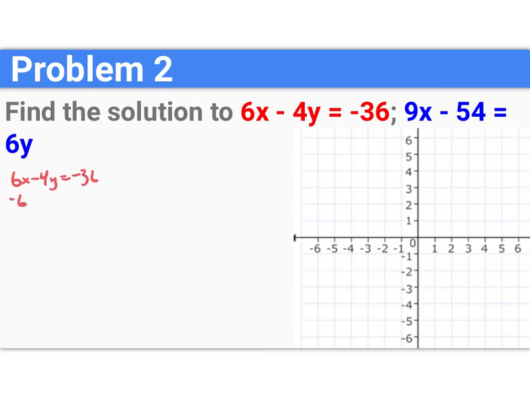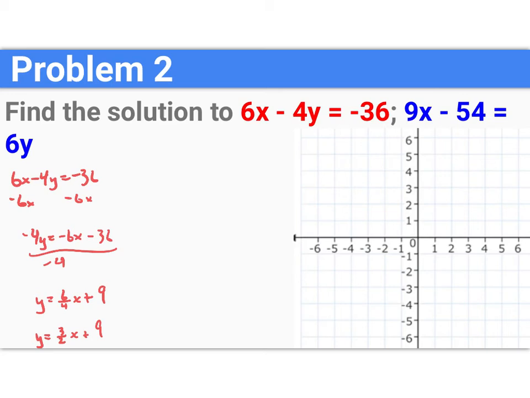Okay, so subtract 6x from both sides. Negative 4y equals minus 6x minus 36. Divide everything by negative 4. Y equals positive 6/4 x plus 9. Well, this is going to be off the charts. Y equals 3/2 x plus 9. Okay, so for the red line, when x is 0, y is 9.